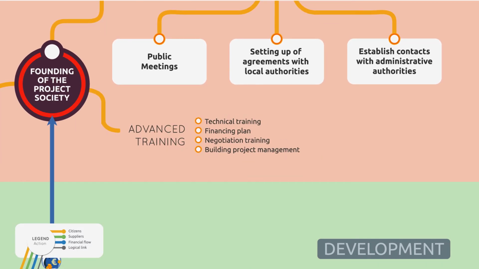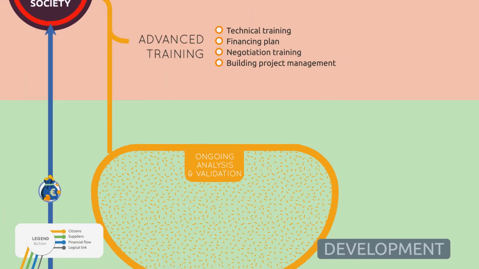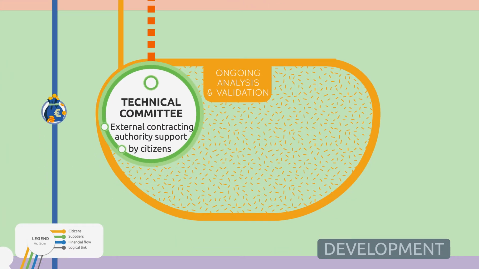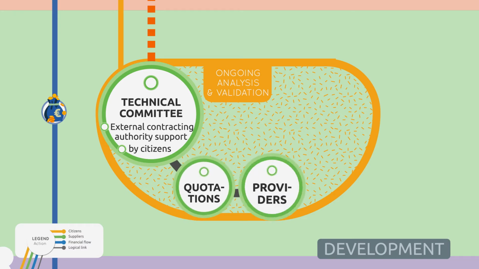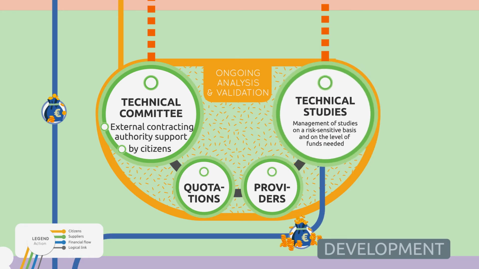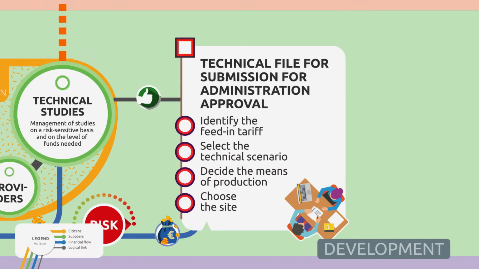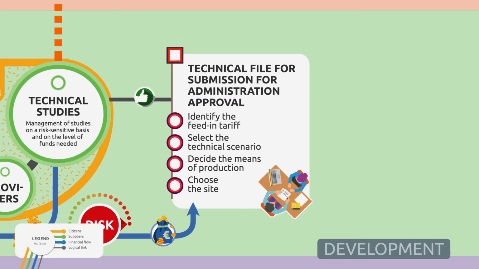ECCO has also developed masterclasses in advanced training for technical training, financial plan, negotiation training, and building project management. The advanced training is connected to the technical ongoing analysis and validation, concerning the technical committee with external contracting supports by citizens, quotations, and providers. The financial mobilization will also help launch required technical management studies on a risk-sensitive basis and on the level of the funds needed. The community will then have to prepare and submit a technical file for administration approval.